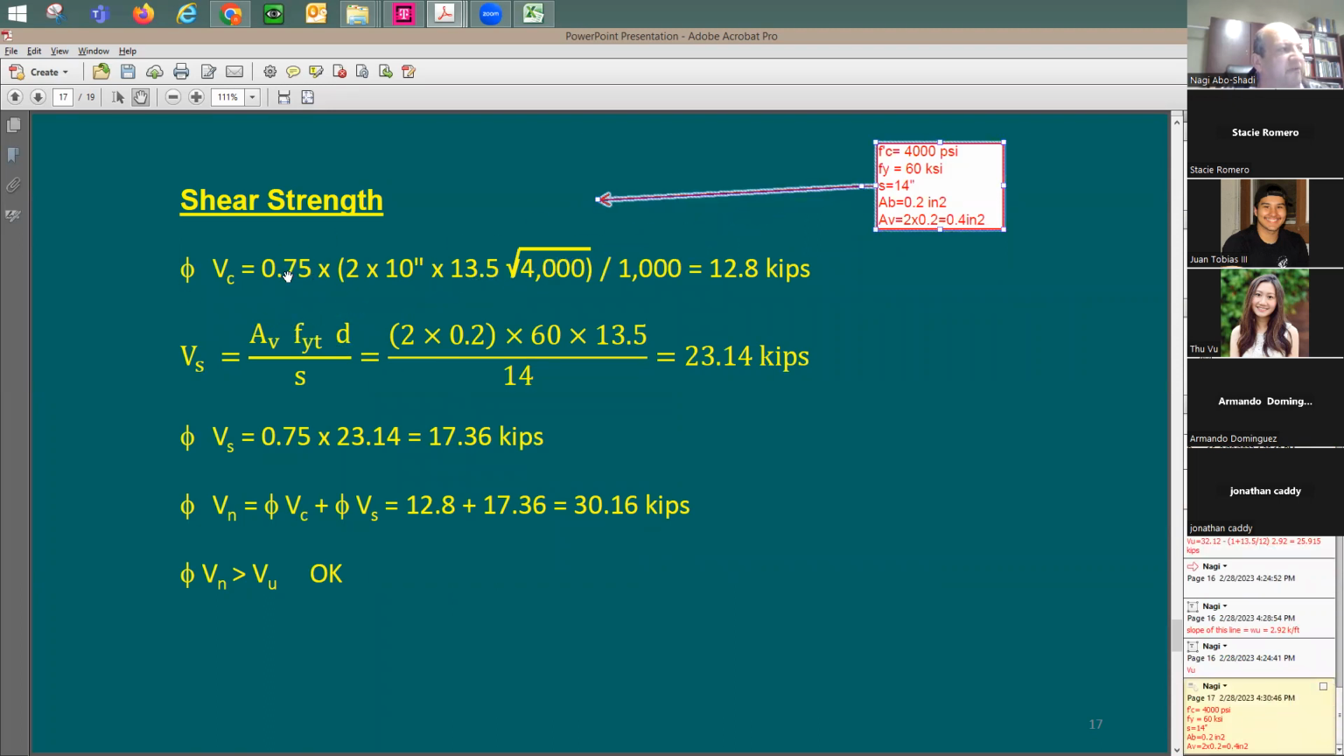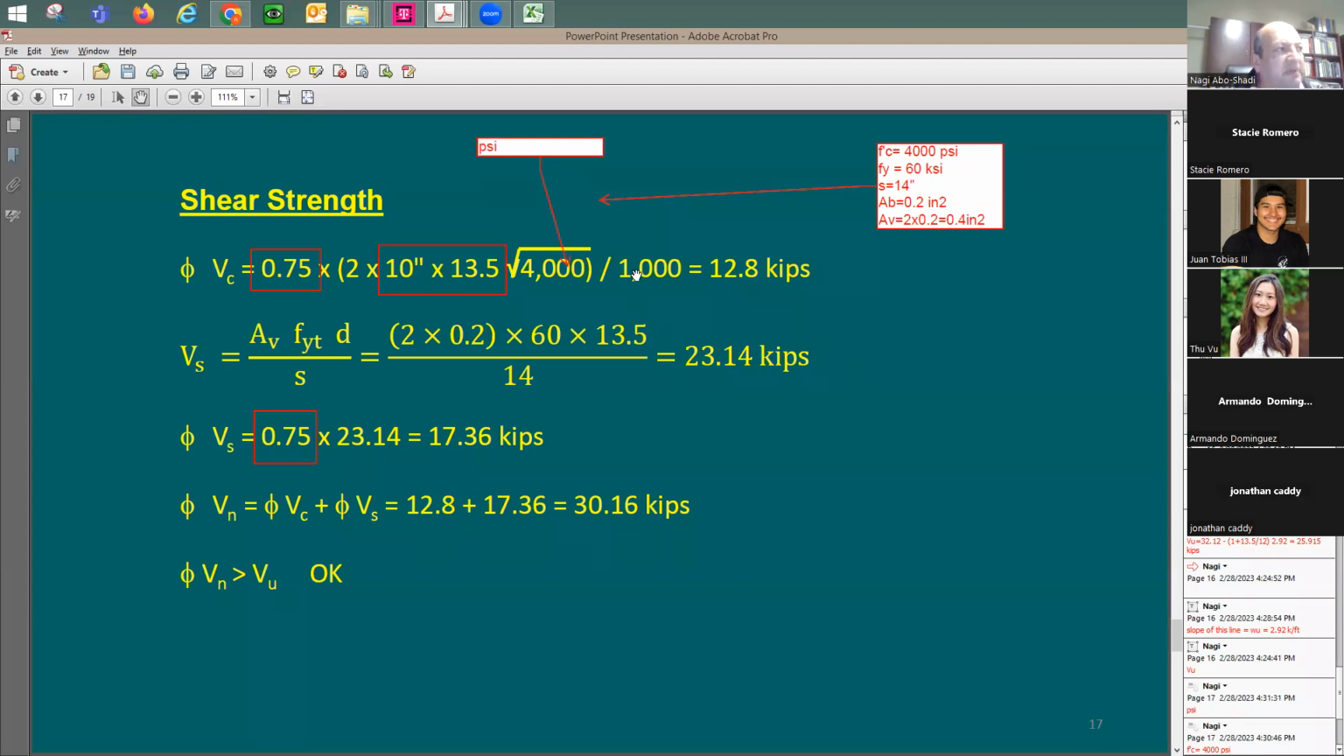First, phi VC. Phi factor is 0.75, the constant. We say it's going to be constant, right? Same for VS. Look at this. Same phi. See the phi factor, 0.75. We can't change it. It's the same. For the concrete, it's going to be 2 times the width, and my width is equal to 10 inches. Depth, 13.5. So this is going to be the cross-section area of the concrete section. 10 inch wide, 13.5 deep. 2 is the constant, the shear factor. Square root of F prime C, the 4,000. And then at the end, this is going to be in pounds because this is here in 4,000 psi.